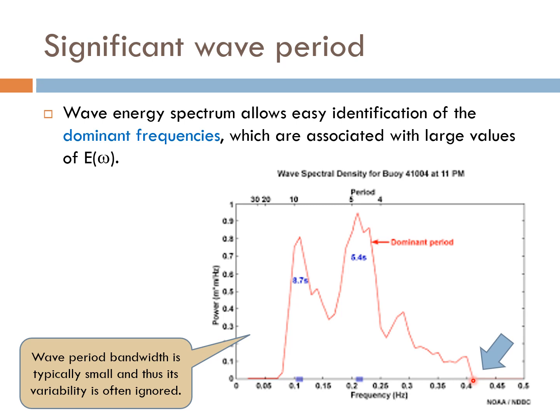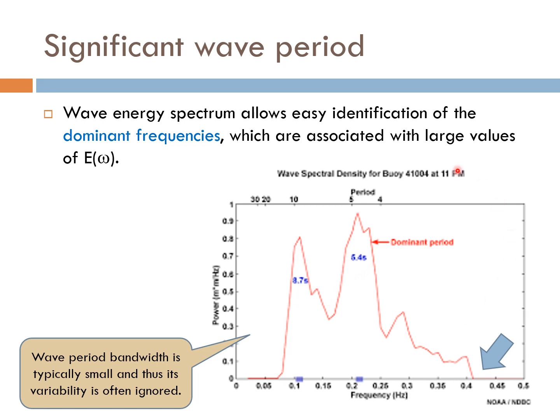The dominant wave frequency is in this region and in this region, whereby the wave period is about 5.4 seconds and in this case 8.7 seconds. So in this particular set of data, we may identify the dominant wave period to be 5.4 seconds.